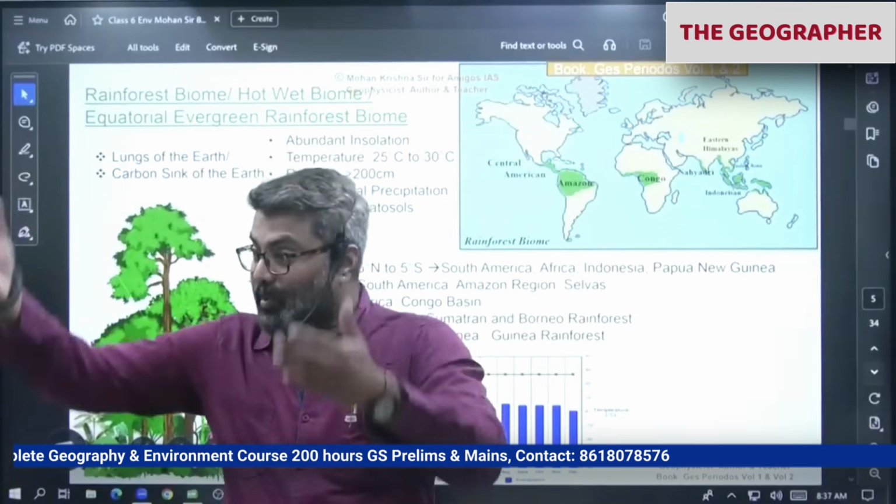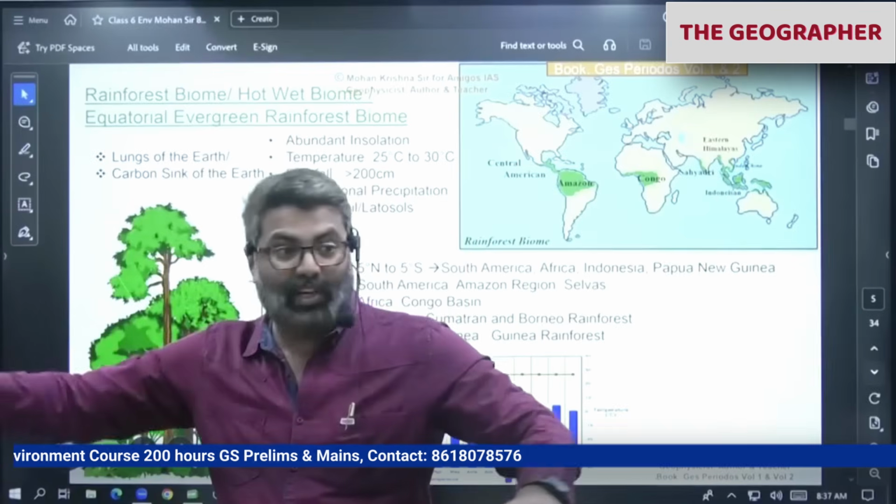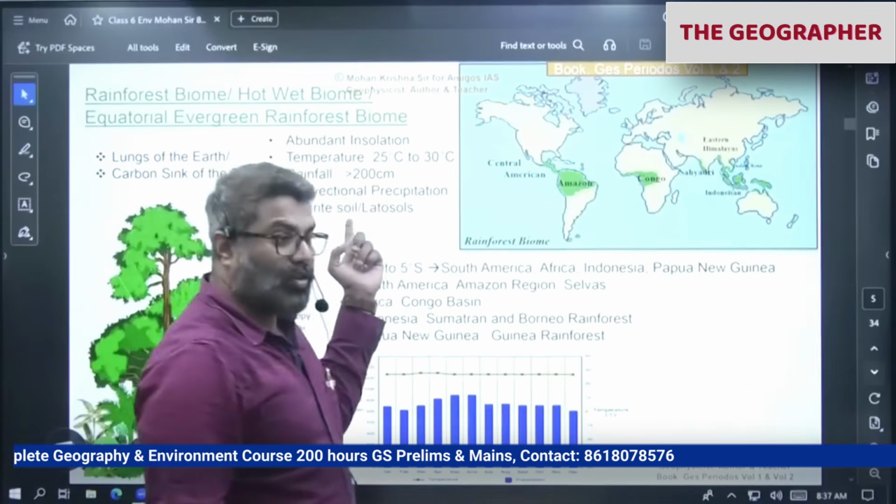A lot of leaching takes place. Minerals and all will get dissolved. Only iron and alumina is left. So that is that type of soil.